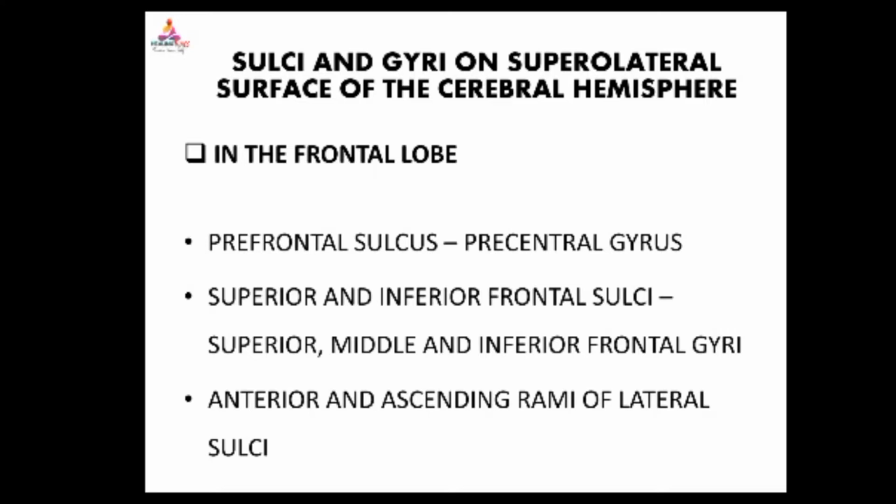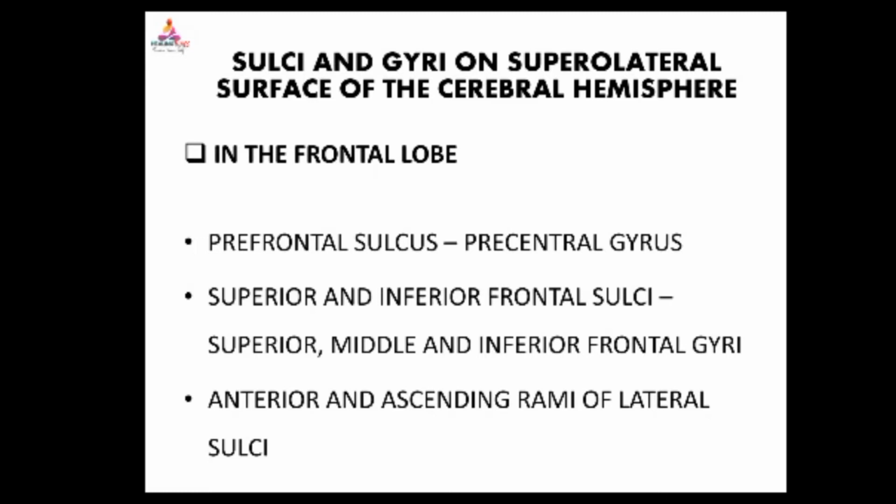Next, anterior to the precentral sulcus, there are two sulci called the superior and inferior frontal sulci which run horizontally. These sulci divide the region of the frontal lobe in front of the precentral sulcus into superior, middle and inferior frontal gyri.